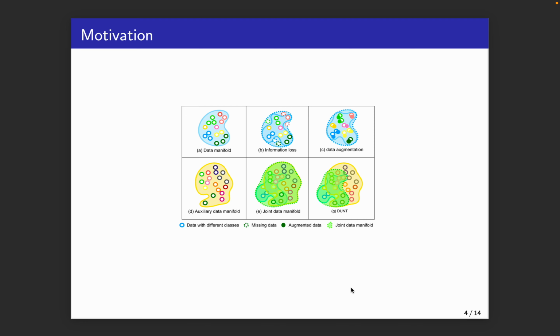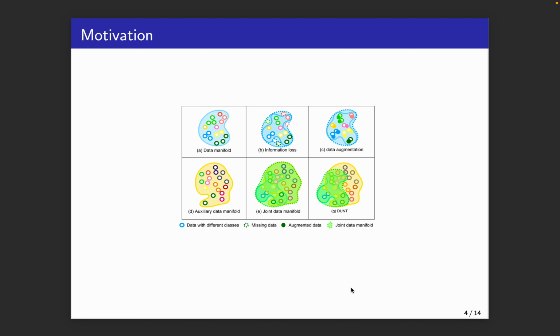In Figure B, we observe the incompleteness and information loss after using data cleansing to remove noisy data. Although using augmentation in Figure C makes up for the information loss to a certain extent, it's limited by the diversity of existing data. The joint manifold in E indicates that directly merging the auxiliary data with the primary is ineffective and cannot fully recover the true data distribution.